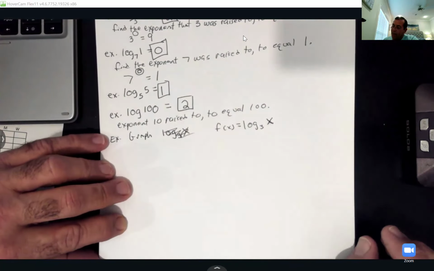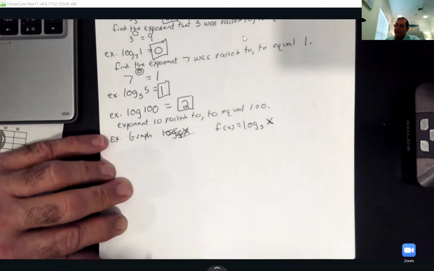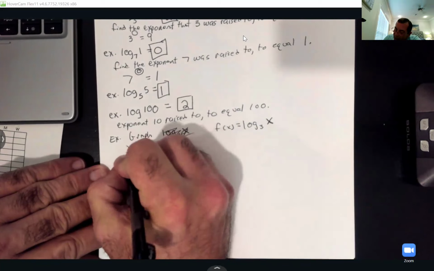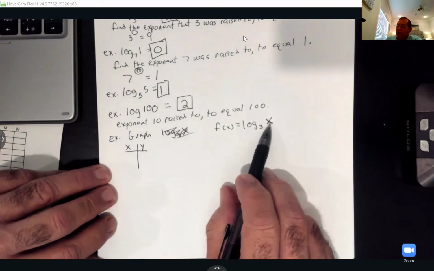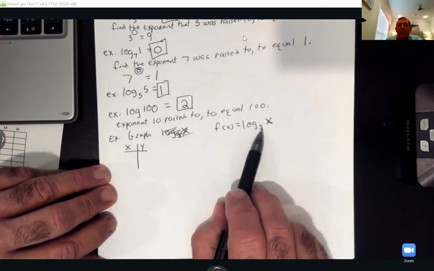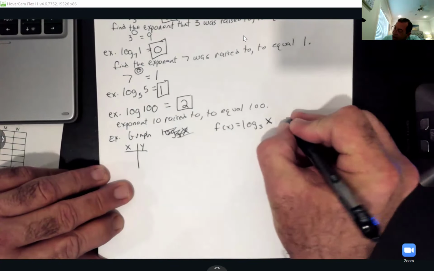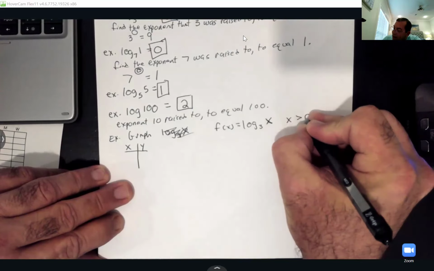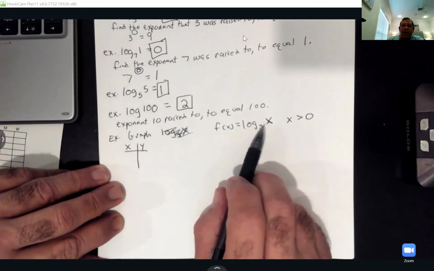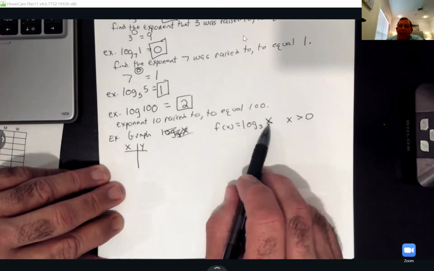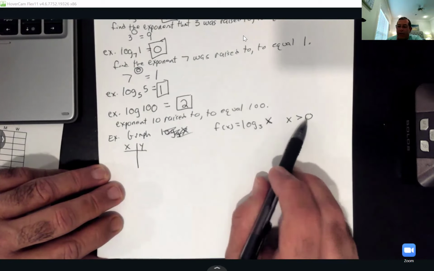Now, one thing about this: when I make my x and y table to do this, I can't pick a 0 here because there's nothing I can do to any base to turn a number into a 0. So our x's have to be greater than 0, okay? Because I cannot turn any number into a 0, and I can't turn any number into a negative number. So your x has always got to be greater than 0.